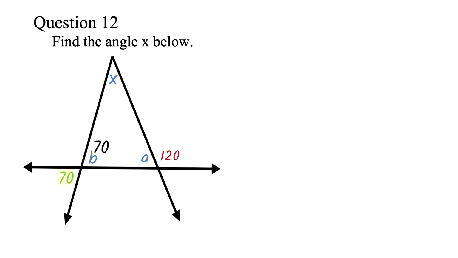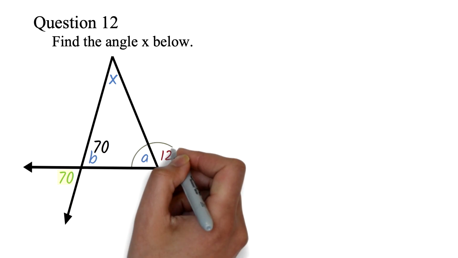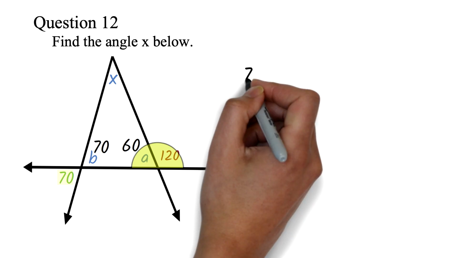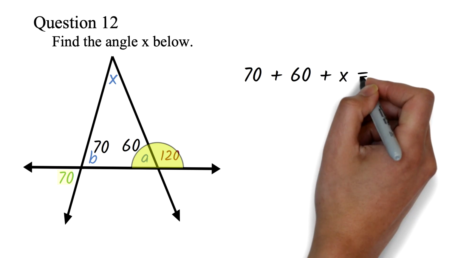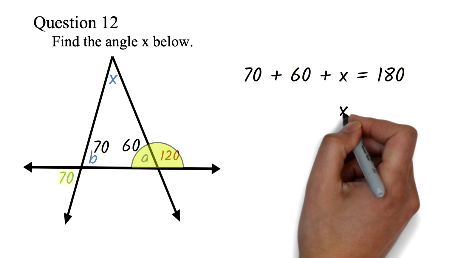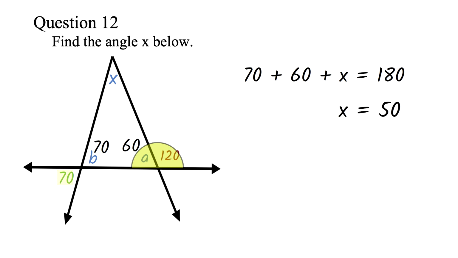To find angle A, we know that this is a straight angle. Angles on a straight line must be equal to 180 degrees. So if this is 120 degrees, then A will be 60 degrees. 60 plus 120 is 180. Now we add all our interior angles and equate it to 180. We have 70 plus 60 plus x equals 180. I'm sure you can do this by now. We solve it to get x equals 50 degrees.